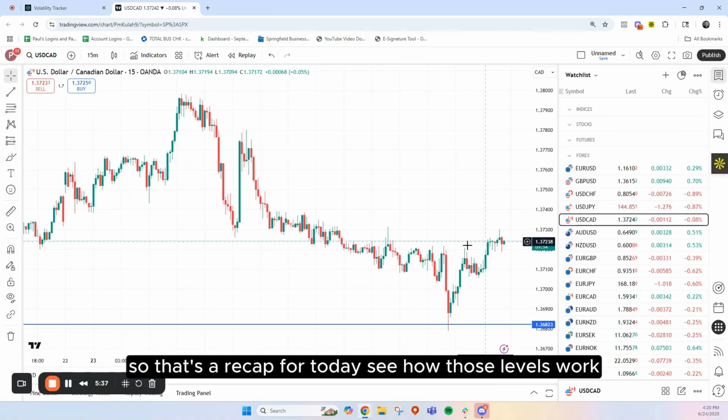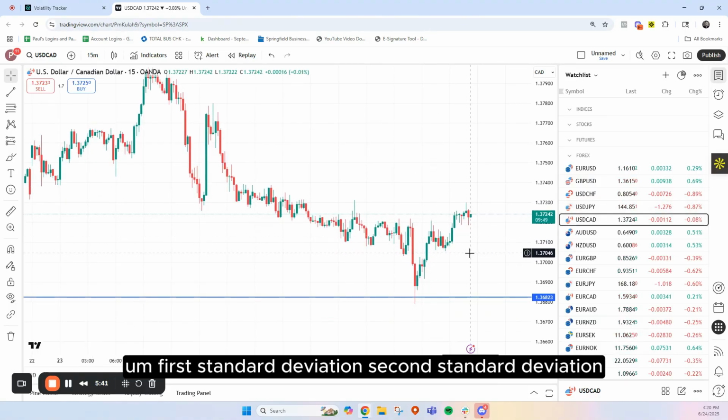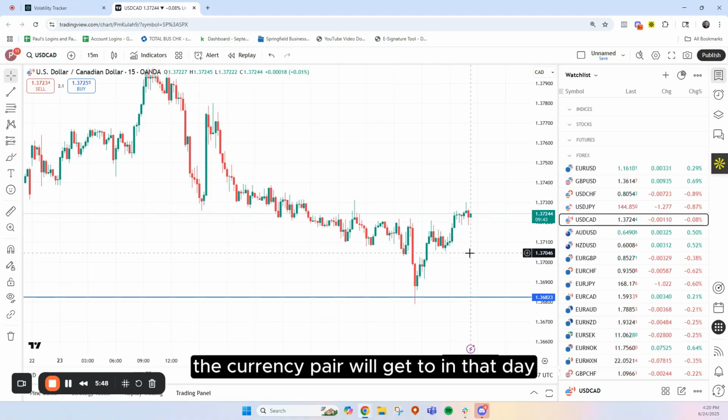So that's a recap for today. See how those levels work. First standard deviation, second standard deviation. Those are generally the ranges that the currency pair will get to in that day.